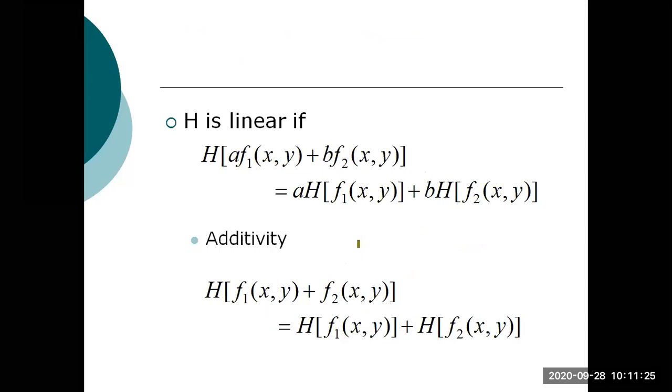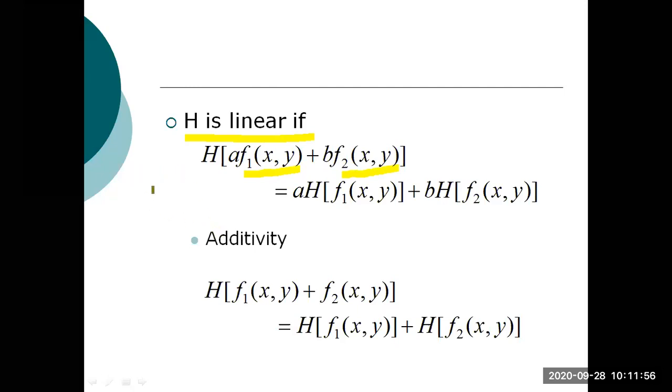Next, now we have to check how H is linear. H is considered as a system function, but in the frequency domain. So how is it linear? Let us consider two images, like two functions. f1 of x comma y is one image, and f2 of x comma y is another image.